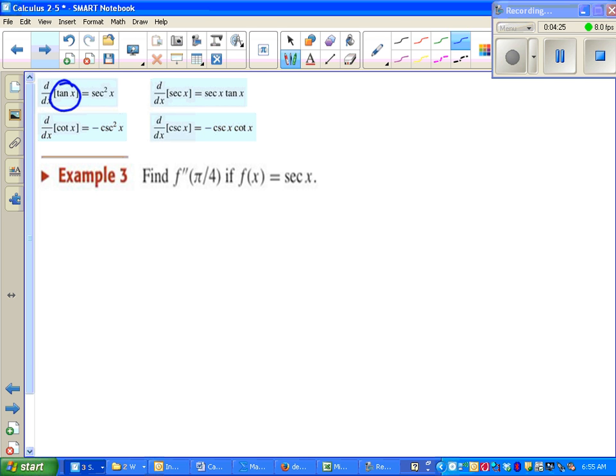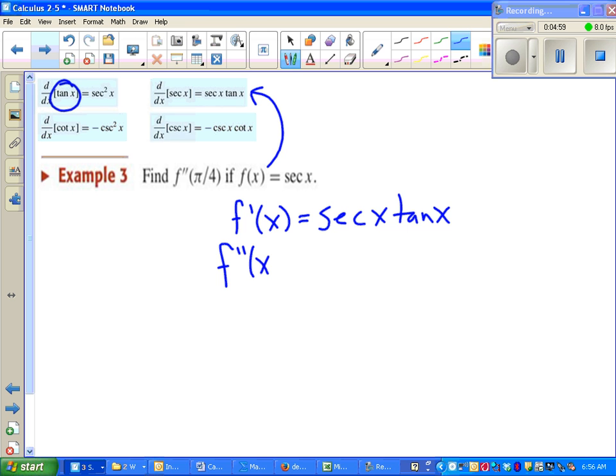Example 3 says find the second derivative at x equals pi over 4. You can't plug in your number until the final step. So you've got to find the second derivative first, then plug in pi over 4. So I start with f of x equals secant of x. First derivative is standard. You just have to have it memorized. We get it from right up here. Secant x tangent x. Now I need the derivative of that for the second derivative. And if you thought product rule, you thought right.